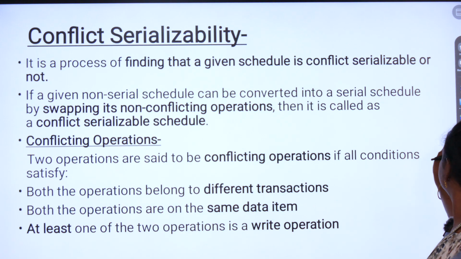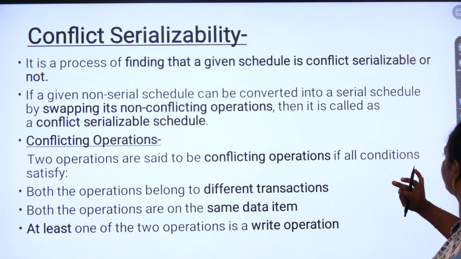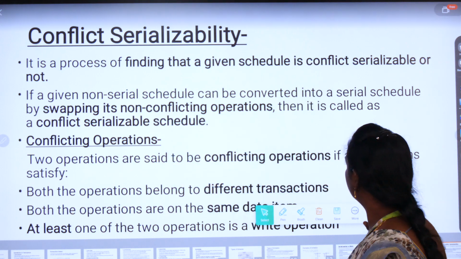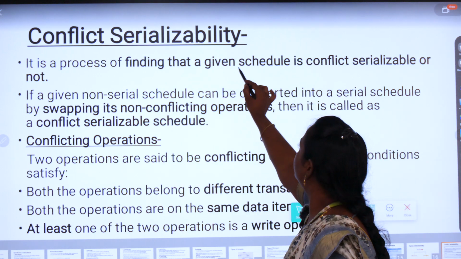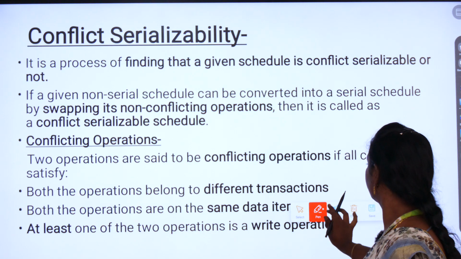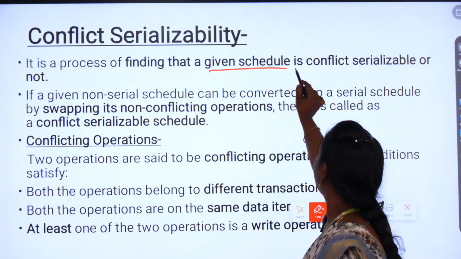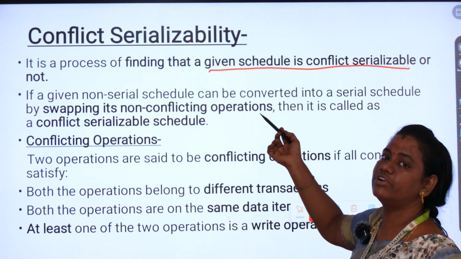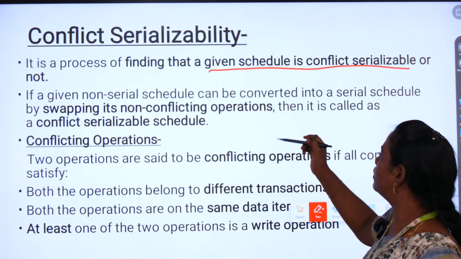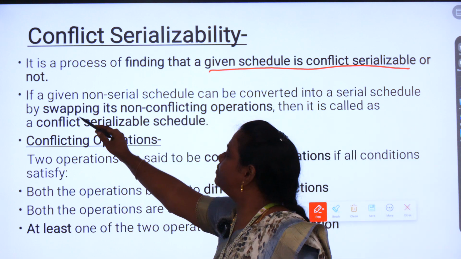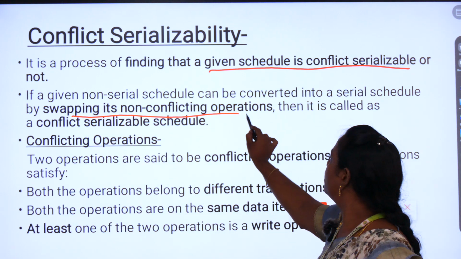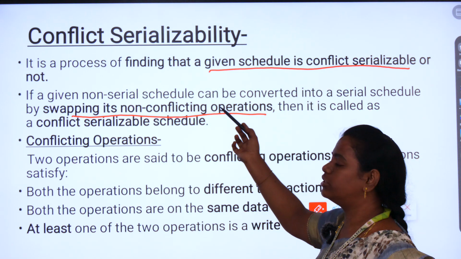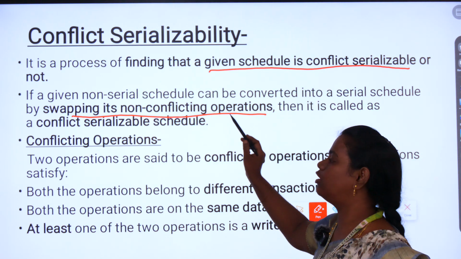Now see what is conflict serializable. Here we are going to find whether a given schedule is conflict serializable or not. How are we going to find that? Here we are going to swap the non-conflicting operations, then we can say it is conflict serializable. For that, you should know what a conflicting operation is.